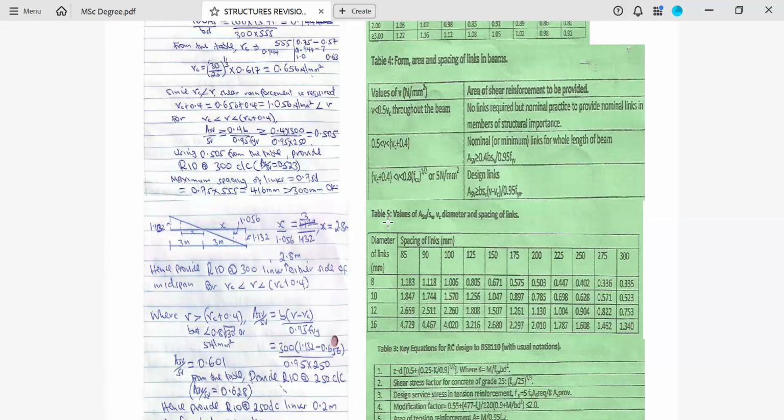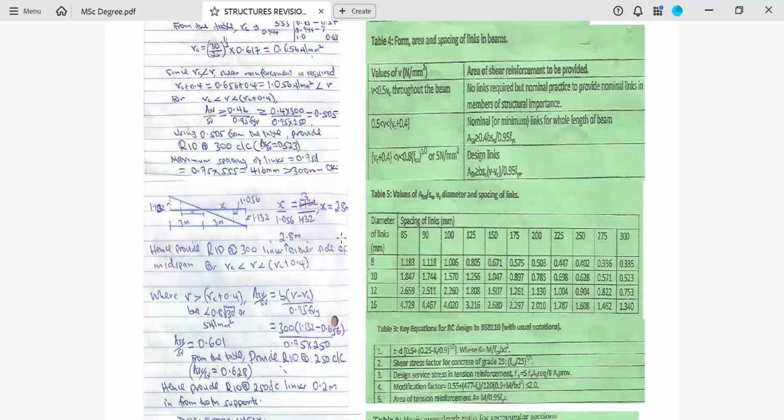Now from the table, you provide R10 or Y10 or D10 depending on the specification given. I used R here because steel of 250 has low or medium strength. Hence provide R10 at 250 center to center, 0.2 meter in from both supports.